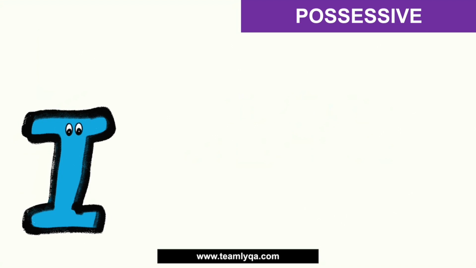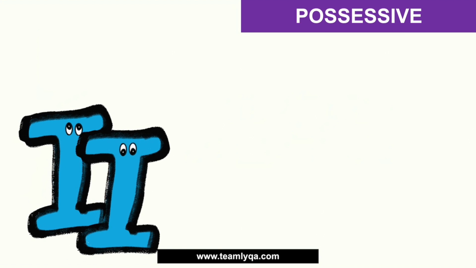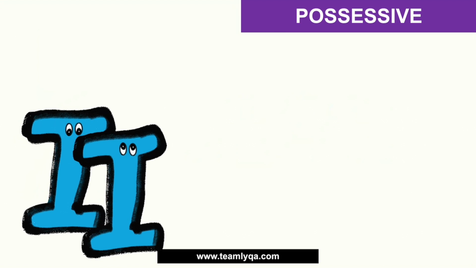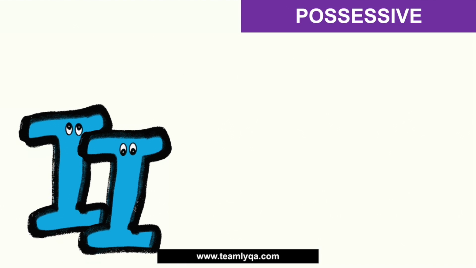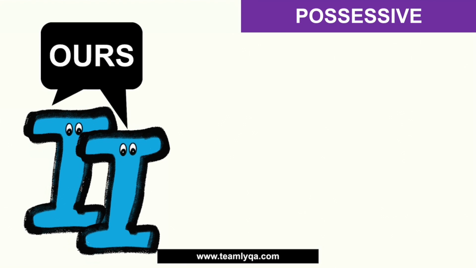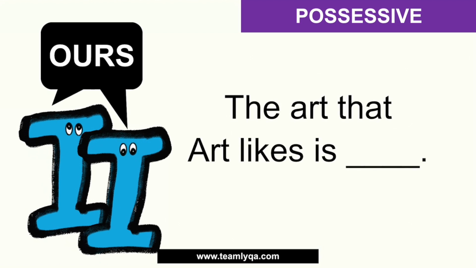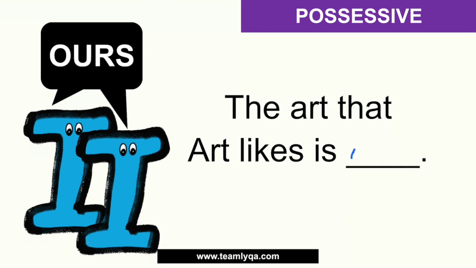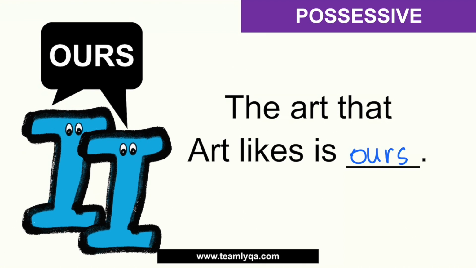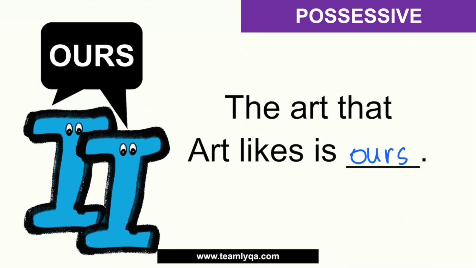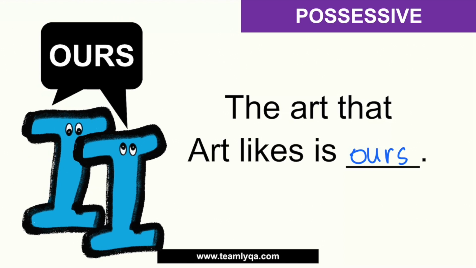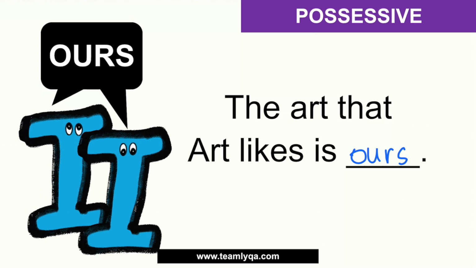Kapag dalawa naman ang may-ari, okay? Kasi ang possessive, ibig sabihin may pagmamay-ari, may espeto na pag ikaw na yung owner nung pinag-uusapan. Kung marami, it becomes ours. Okay? So, the art that Art likes is ours. Amin. Okay? Hindi na sa akin lang. Now, doon na again papasok, eh, kailan nagiging our? Kailan nagiging my?